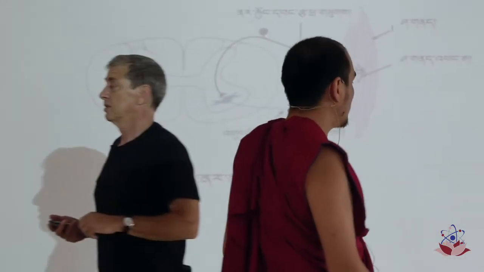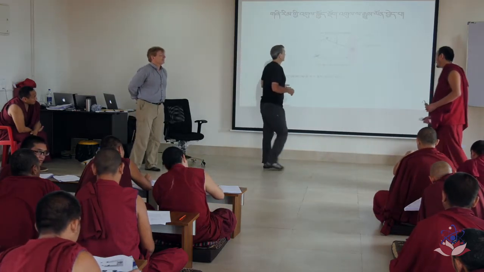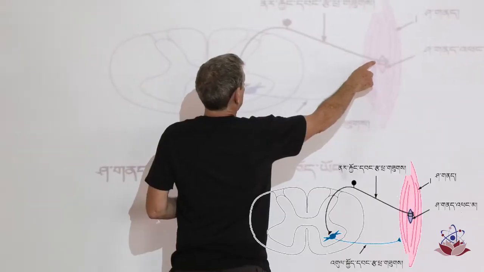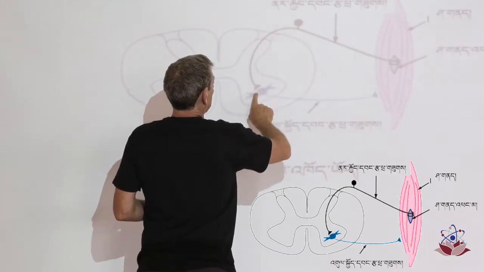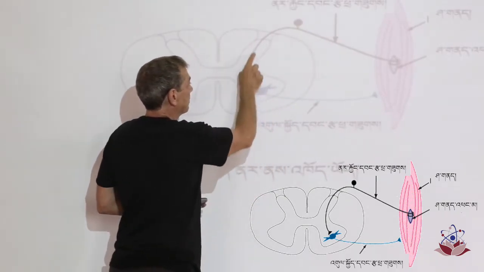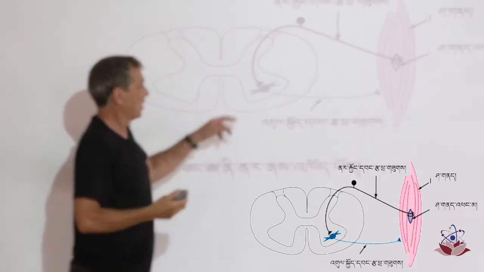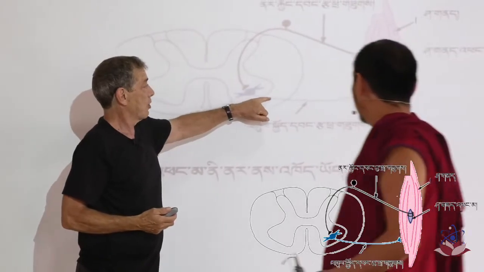It sends a signal here, an action potential directly to the spinal cord, where it makes synaptic contact with a motor neuron.